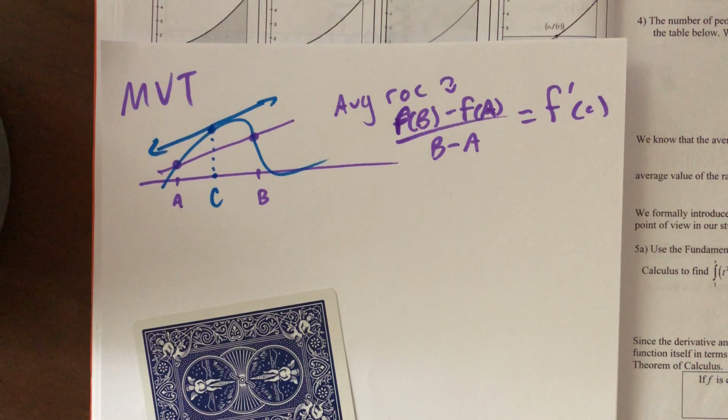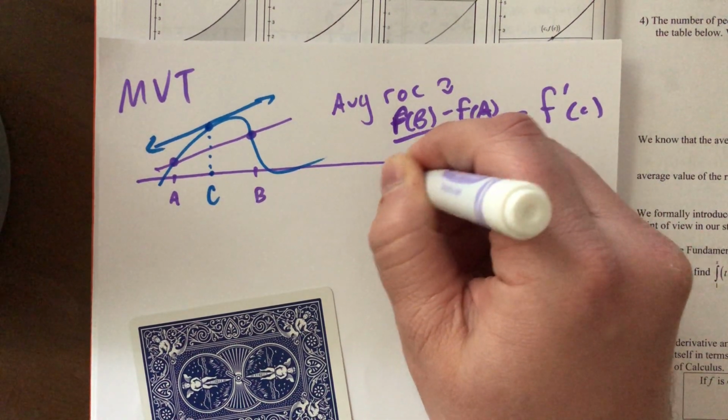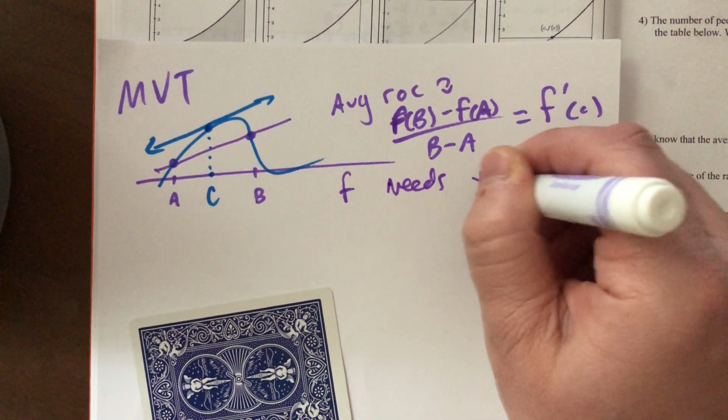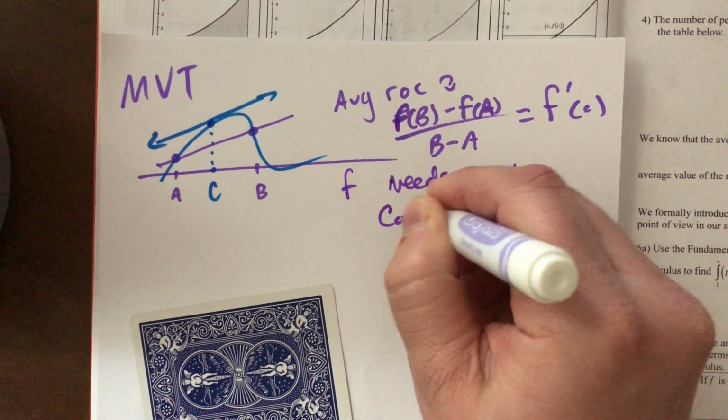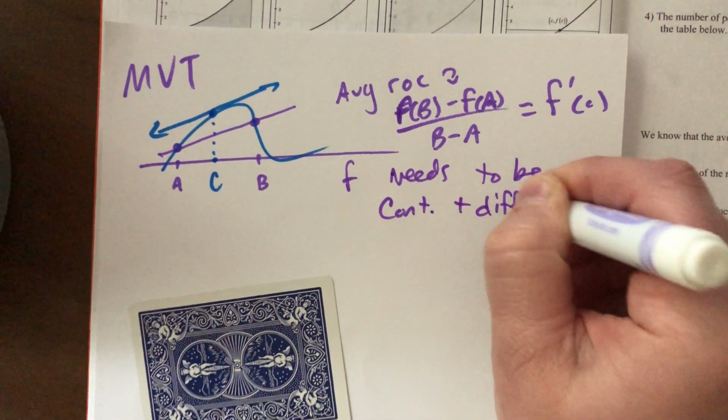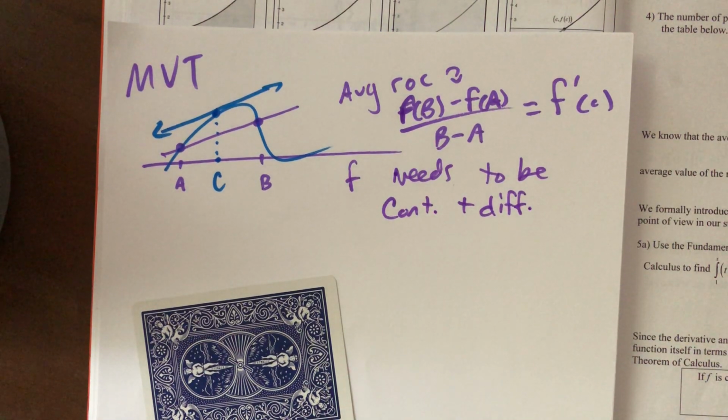And we had some necessary things that had to happen. The first thing was our function had to be continuous and our function had to be differentiable. As long as our function is continuous and differentiable, so f needs to be continuous and differentiable, we're guaranteed there's some, and the thing is, it's at least once. It could be multiple times. Okay, so that was the mean value theorem.